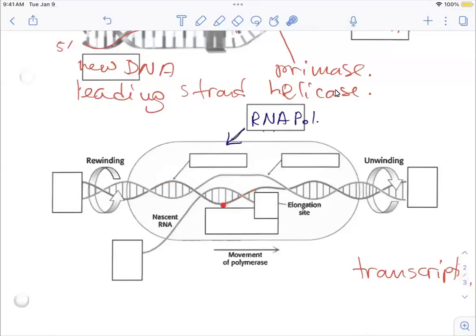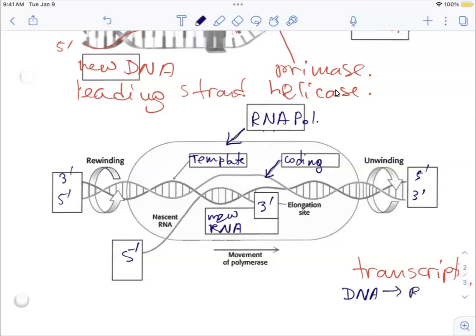So it would be this strand of DNA being read as template strand, while the strand not being read right here is going to be coding strand. Okay, then we're making new messenger RNA or new RNA, and it's going to be in the 5' to 3' direction, right? And that means the other end is going to be 3' and 5'. And on this side, we're going to have 5' and 3'. Okay, I think we'll label this one, right? So it's transcription because it produces RNA from a DNA template. So I hope this was helpful. Good luck studying.